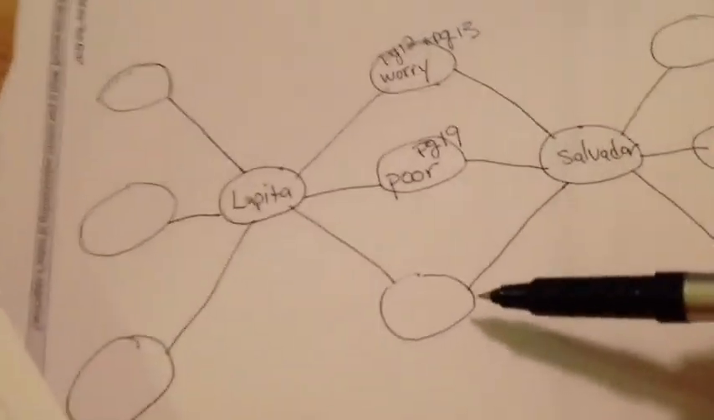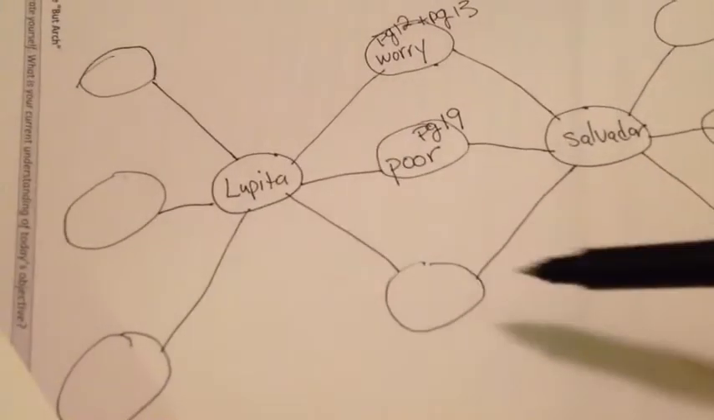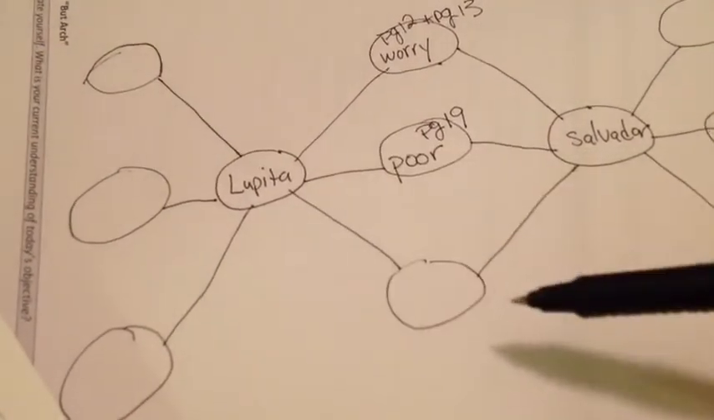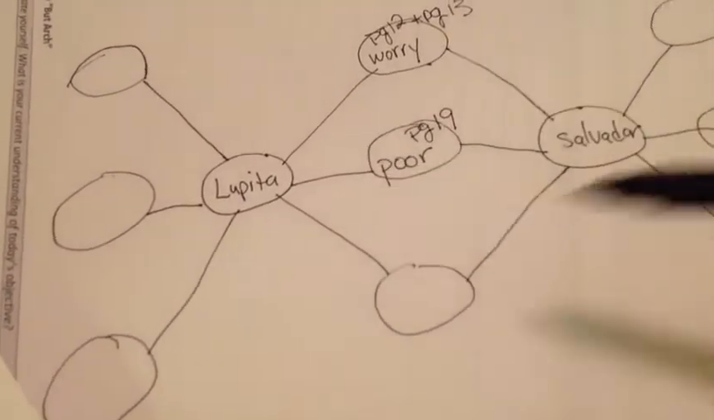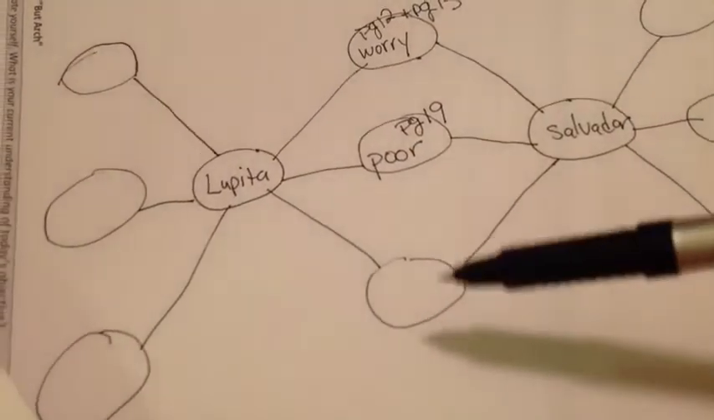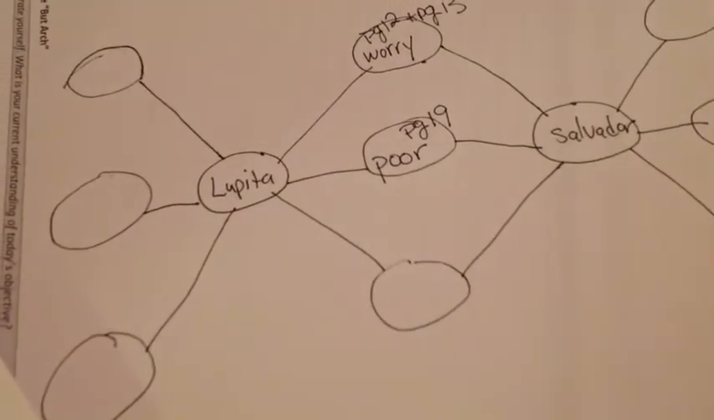Okay. Try to think of one other way that they're both similar. Maybe something from the book that we haven't looked at yet. Maybe something about their family. Something that they have in common. What's one more way that they are similar?